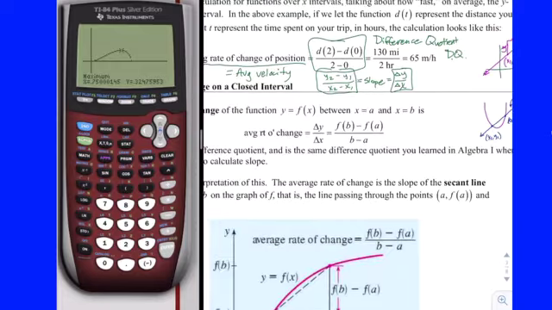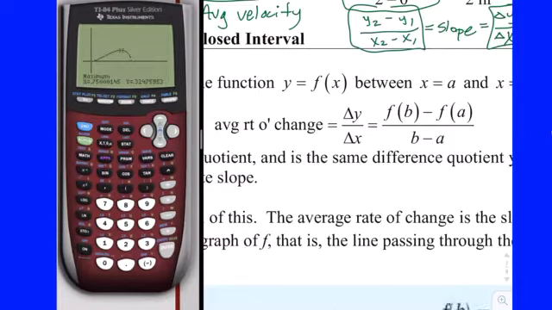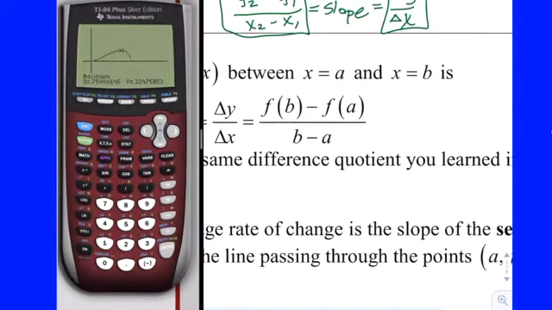So here it is, the average rate of change of a function, f of x, between two x values, x equals a and x equals b. That would be on the interval from a to b. That's another way to write it.